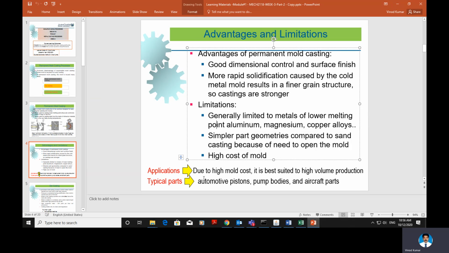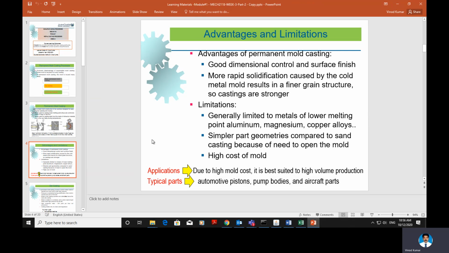Where can we find permanent mold casting? Due to high mold cost, it is best suited for mass production, large quantities, in production centers. They use such casting techniques. Generally, automobile pistons, pump bodies, and aircraft parts can be made by such casting processes.